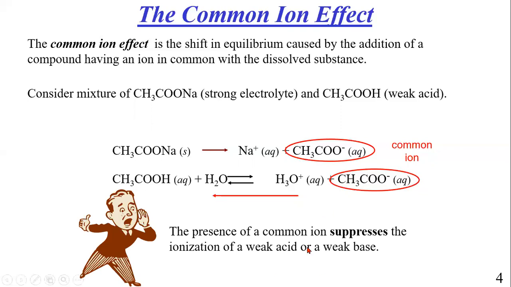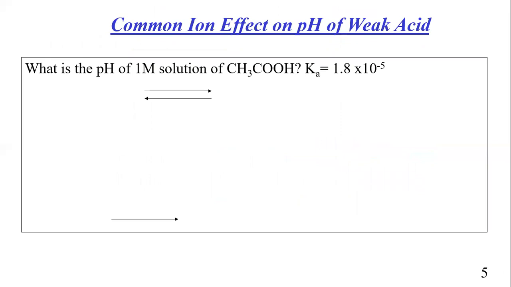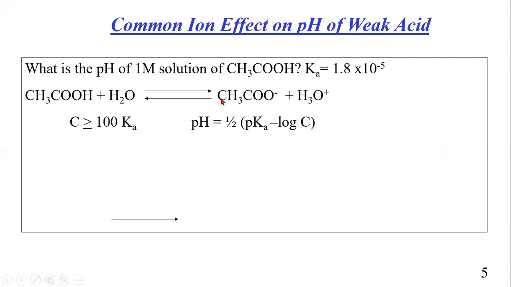Okay, so the presence of a common ion suppresses the ionization of a weak acid or a weak base, and we're going to prove that to you by a calculation in the next example. So let's look at what is the pH of a 1 molar solution of acetic acid. Well, all of you already know acetic acid is a weak acid. I'm given the Ka. What can I do? Of course, you can write down an equation. You don't have to. Right away, ask yourself, is the concentration greater than 100 Ka? Yes, it is. It's a 1 molar solution. Look at the Ka. Definitely, it's greater than 100 Ka.